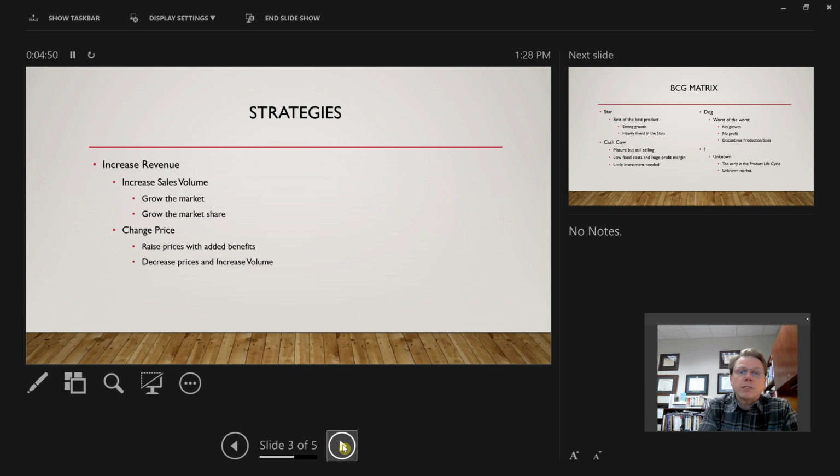Another strategy is increasing revenue. Increasing sales volume grows the market or grows the market share. There are two ways you can increase your sales volume. You can change the price by raising the price and adding benefits. So many times auto manufacturers will do that. They'll come out with a new design or new features, and then they'll raise the price.